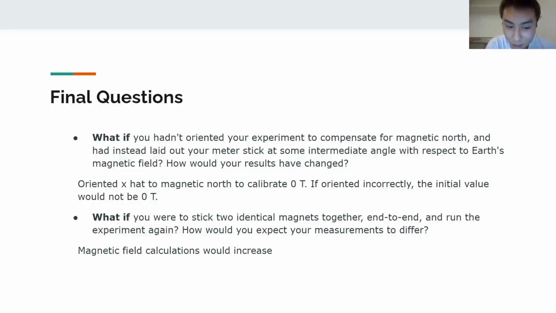What if you had two identical magnets together end to end, and you just did your experiment again? What would you think? I would say that the magnetic field calculations would definitely increase, but it may not necessarily double.